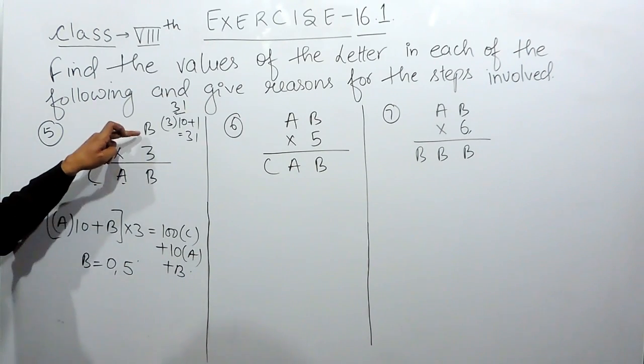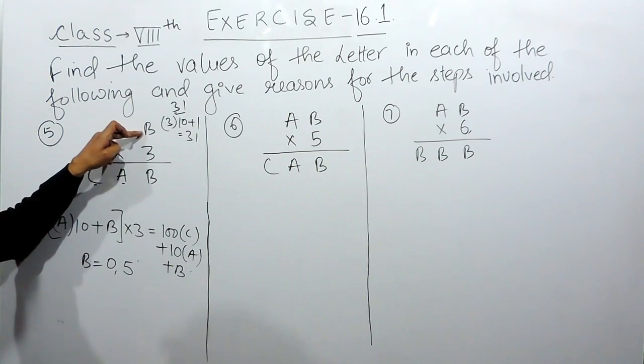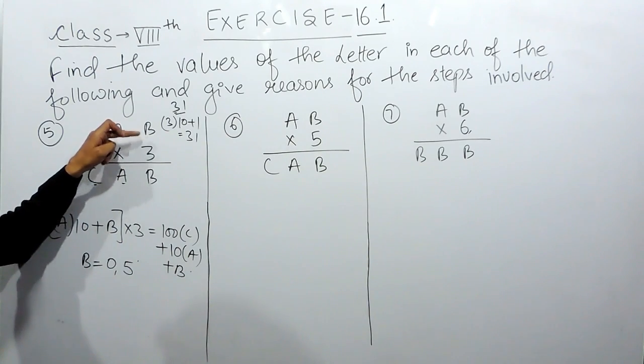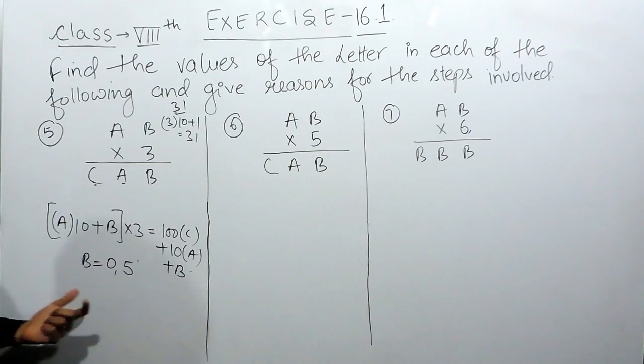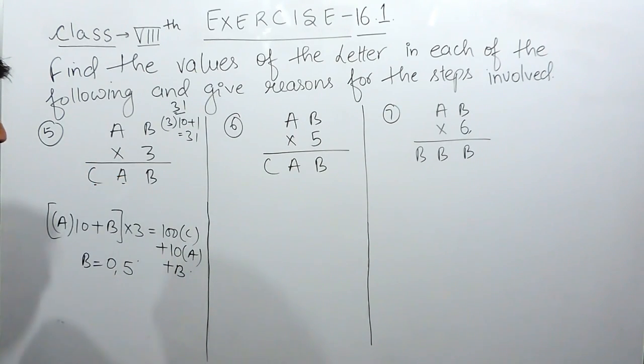Because 3 multiplied by 0 will give 0. 3 multiplied by 1 will give 3, not 1. 3 multiplied by 2 will give 6, not the same digit. So similarly, when I check, only 0 and 5 are the digits which satisfy the value of B.